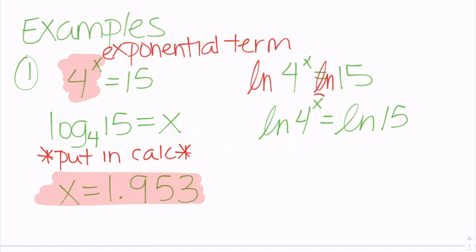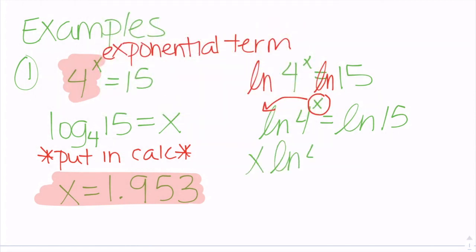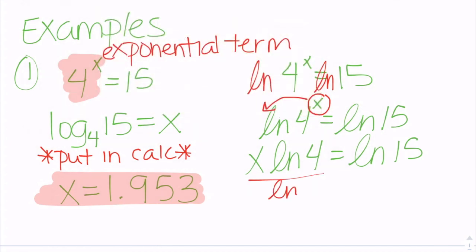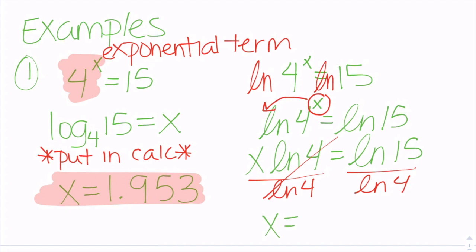And so I'm going to take this x, and when we have an exponent here, according to our properties that we've learned, you can move it to the front of your logarithm. So that gives us now x times the natural log of 4 equals the natural log of 15. And now we need to solve for x, so we're going to do that by dividing each side by the natural log of 4. And you're going to find that x is equal to the natural log of 15 over the natural log of 4, and when you put that into your calculator, you will get 1.953 again.